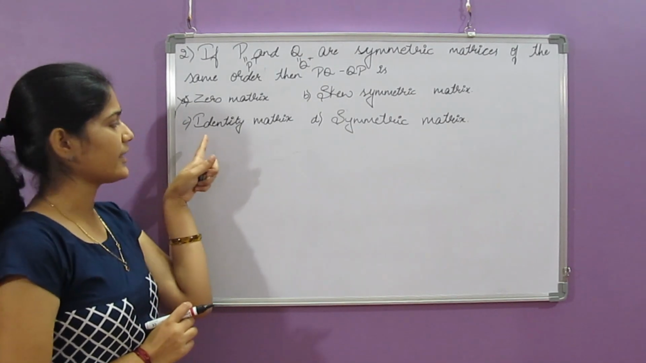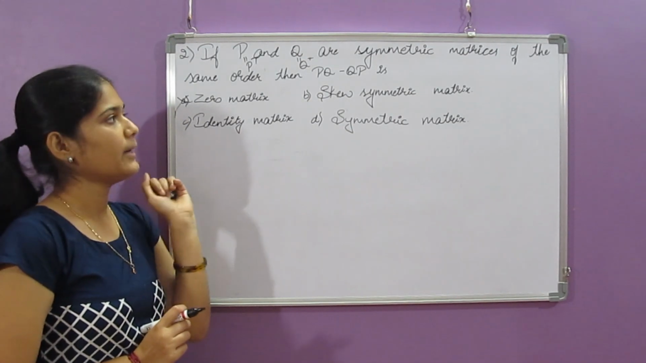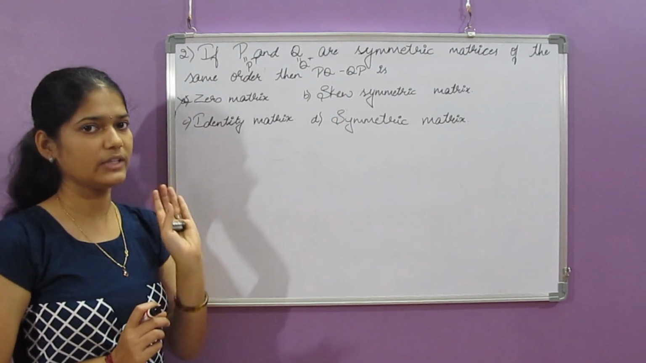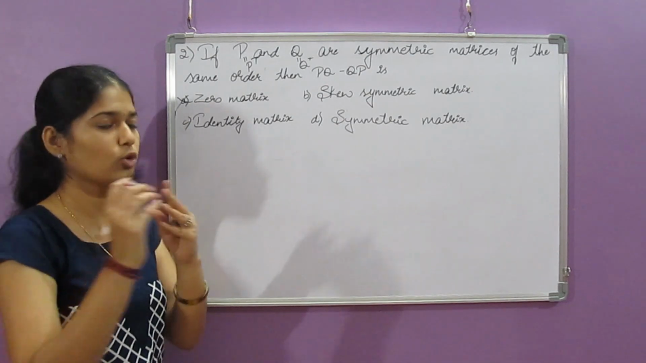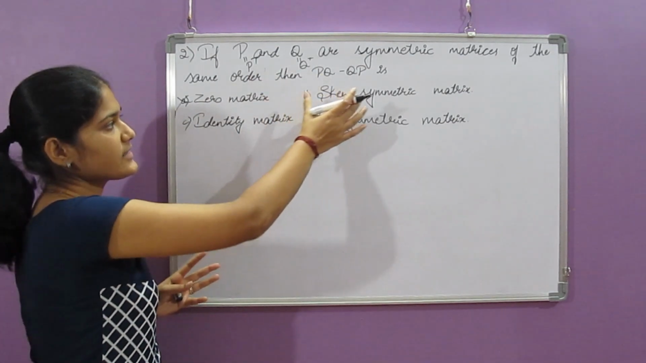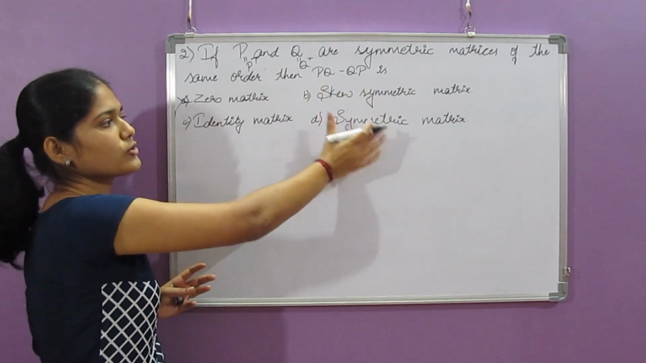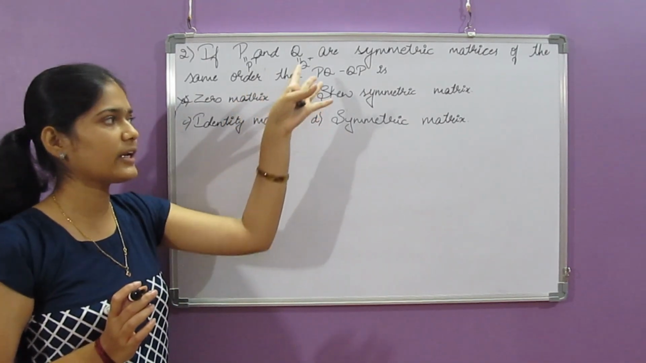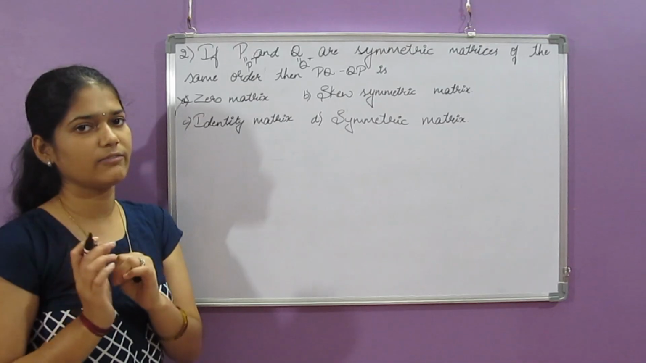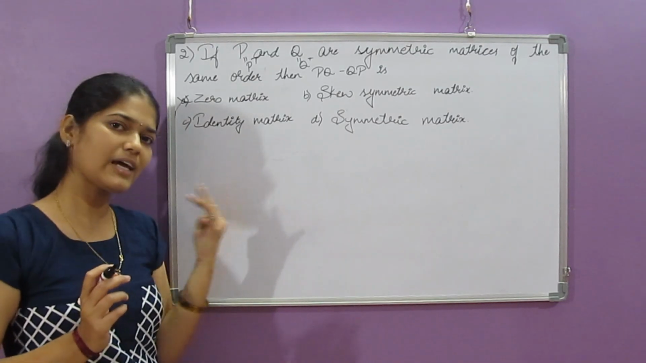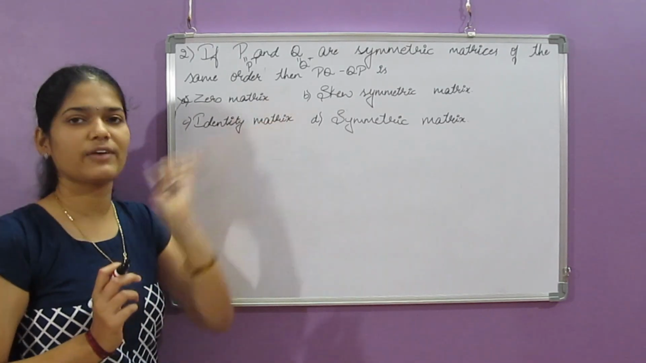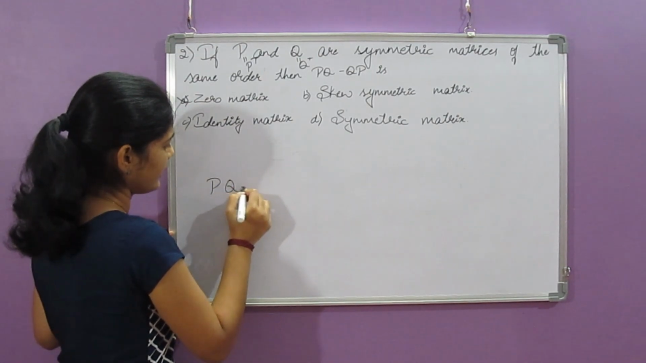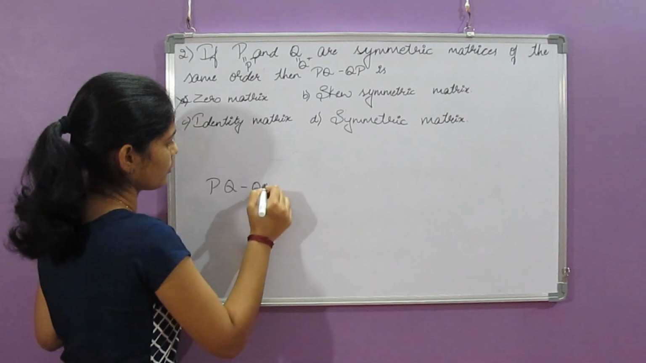Then, here is the identity matrix. But, will this be the identity matrix? We don't know about that. So, let's move on to the next option. That is skew symmetric matrix, and also we have symmetric matrix. To know whether it is symmetric or skew symmetric, the only way we know is finding the transpose, right? So let's find the transpose of this matrix. That means we have to find the transpose of PQ minus QP.